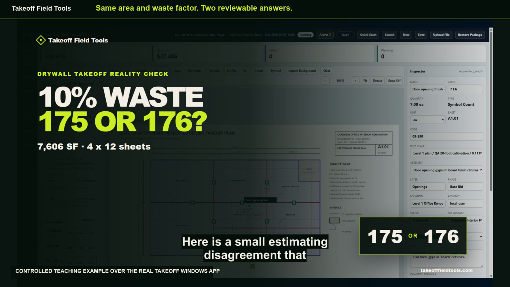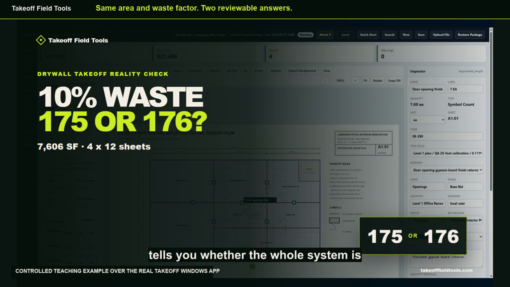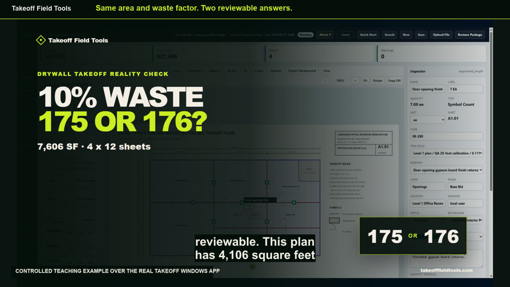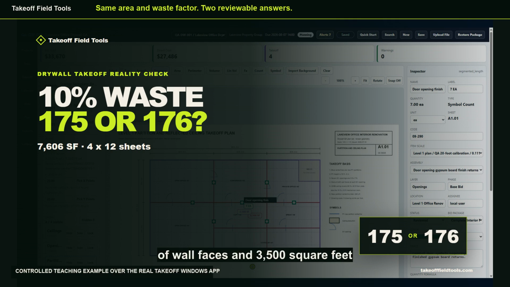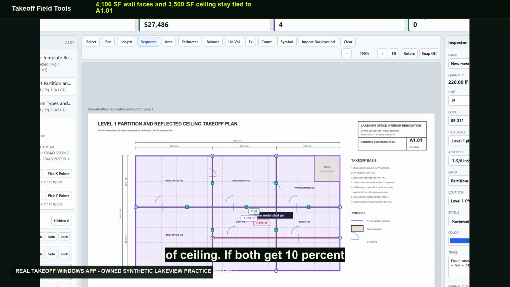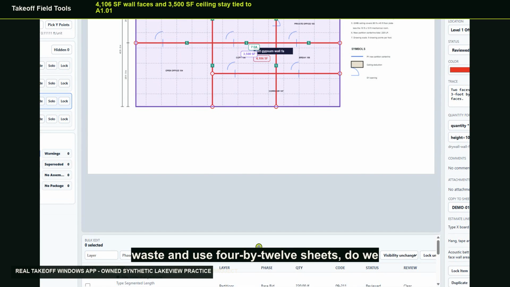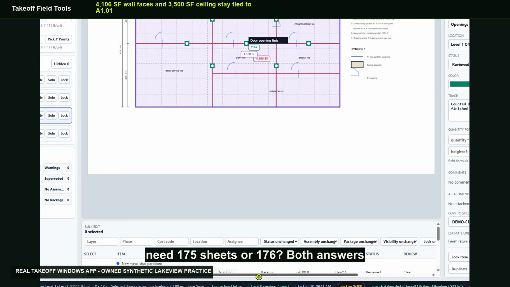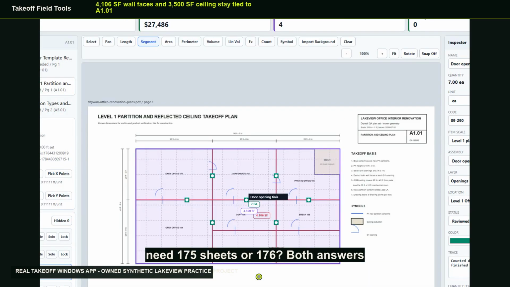Here is a small estimating disagreement that tells you whether the whole system is reviewable. This plan has 4,106 square feet of wall faces and 3,500 square feet of ceiling. If both get 10% waste and use 4 by 12 sheets, do we need 175 sheets or 176?